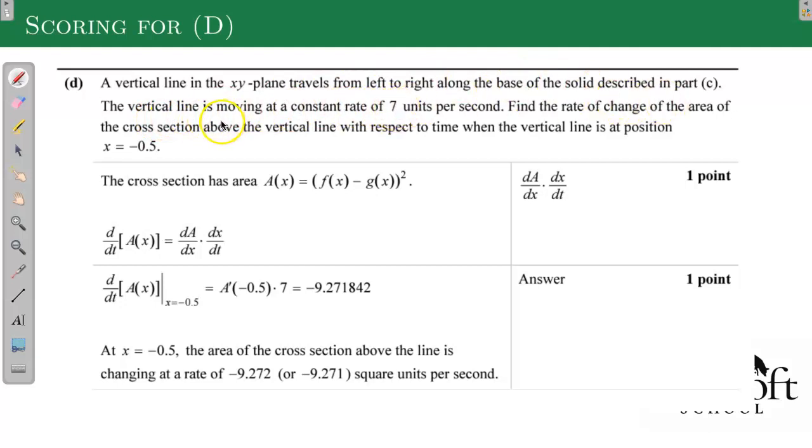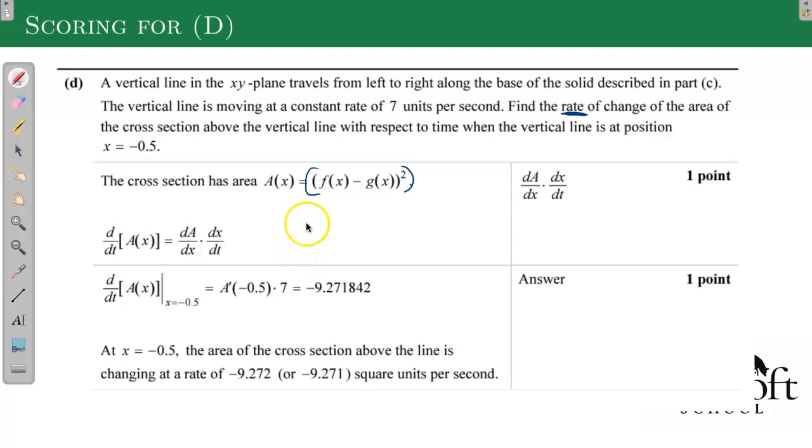Find the rate of change of the area above the vertical line. So what is the area above the vertical line? That's what we just found. We want to find its derivative because we're trying to figure out how its rate is changing. So we need to do a derivative, which is here, and just plug in the values of everything.